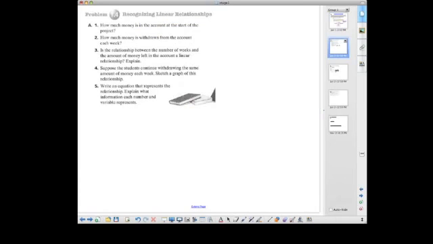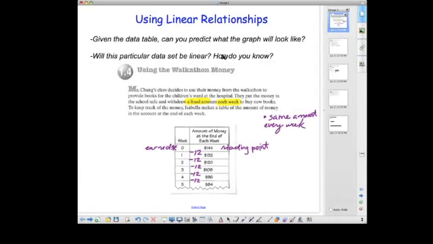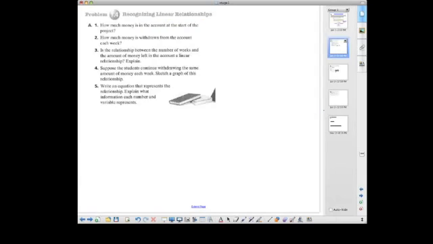This is problem 1.4. It's a little extensive. We're not going to go through everything, but I just want to talk about how you use the data table to answer some of these questions. So part A, the first question says, how much money is in the account at the start of the project? We know that. It's week 0, and in week 0, there's $144.